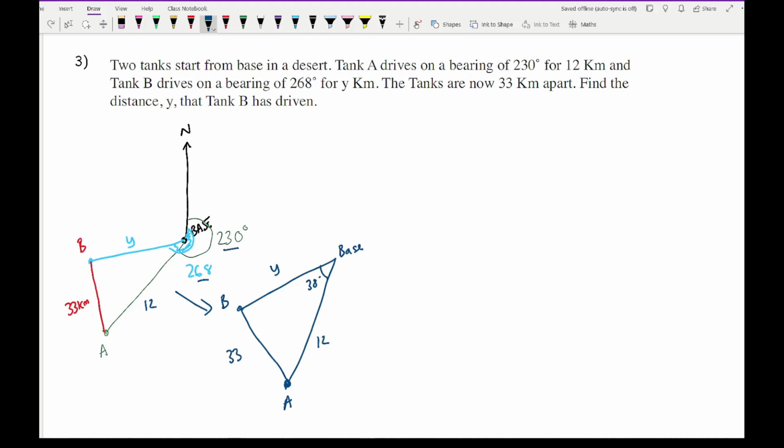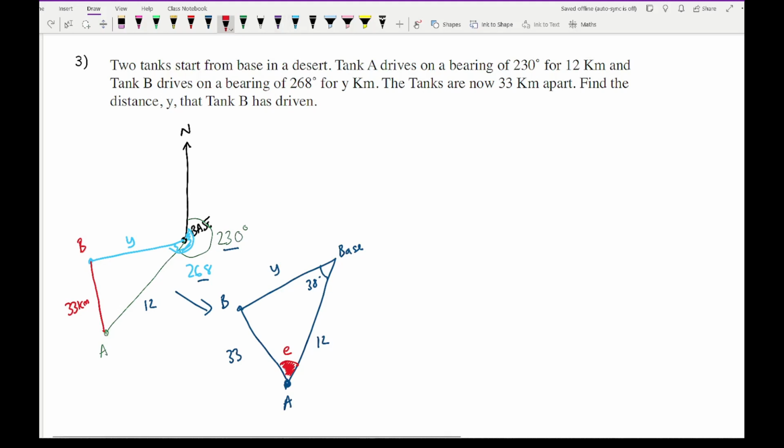Now, in order to find y, you might be thinking, oh, I can just use the cosine rule. The problem with this is that I can't work out y because I don't know what the opposite angle is going to be. So what I need to do is find out what this angle here is. If I just call this a letter, let's call this E. The problem is, how am I going to work out E? I need to find E before I can find y.